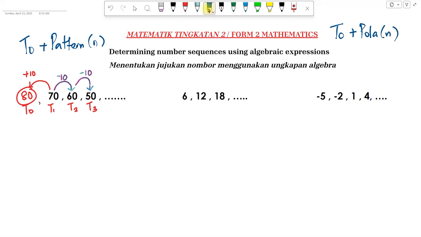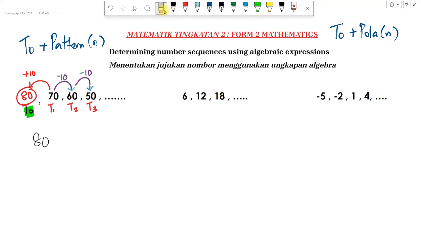So apa kita punya pola sekarang? What is our pattern? Okay, we figured out the pattern already. So let's first write our term 0. Okay, T0 kita apa benda? T0 kita ialah 80, betul tak? Okay, our 0 term is 80, so we're gonna write down 80 plus, okay, sorry, not plus but minus.